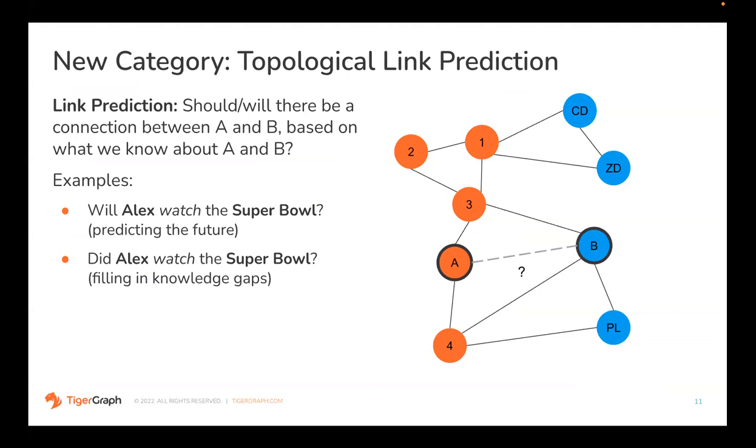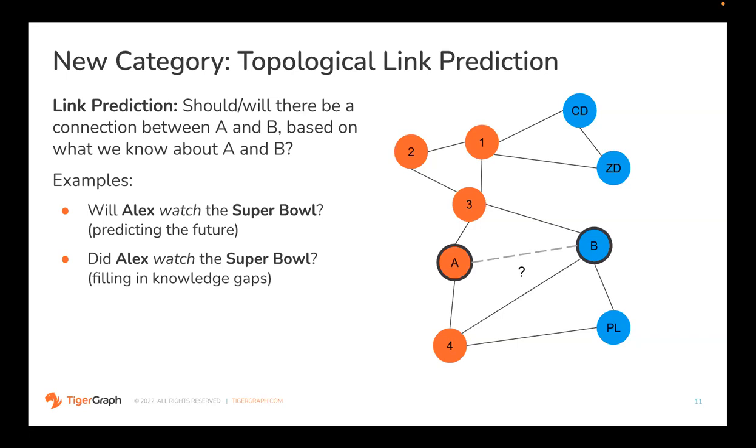So one of the new categories is topological link prediction. Link prediction is asking the question, should there be, or will there be, a connection between these 2 vertices, A and B, based on what we know about A and B? So as in our picture, here's A and B, and I don't currently have this connection in the graph, but do I predict that there should be one? And why would I say should? Should is in 2 senses. It's the sense of the future.